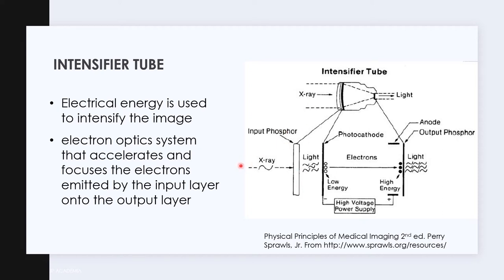So we have here the incoming X-ray, we have the input phosphor converting it to light, then the photocathode. We also have here an electron optic system that accelerates and focuses the electrons emitted by the input layer onto the output layer. And an output phosphor is also present here that converts the accelerated electrons into a visible light image. When appropriate, an anti-scatter grid is mounted adjacent to the input layer on the housing.